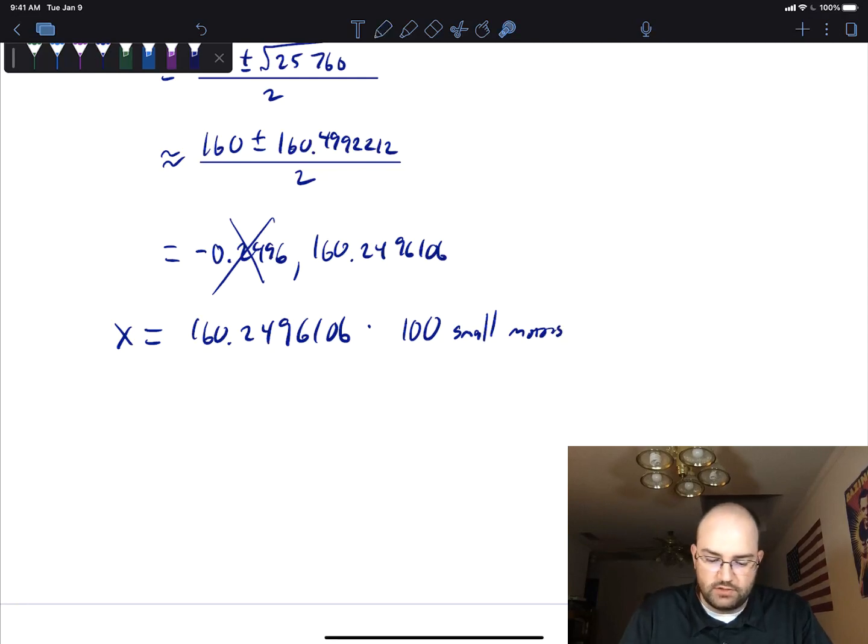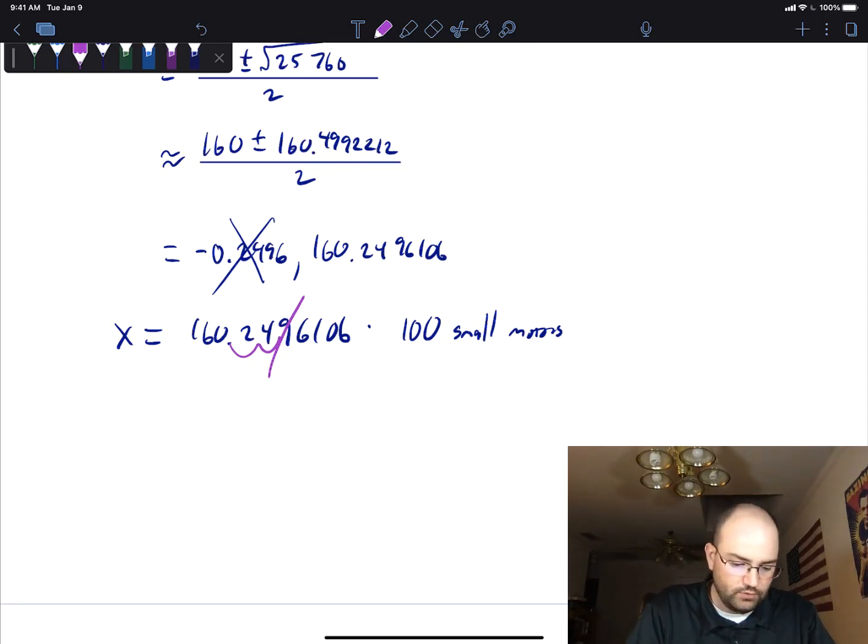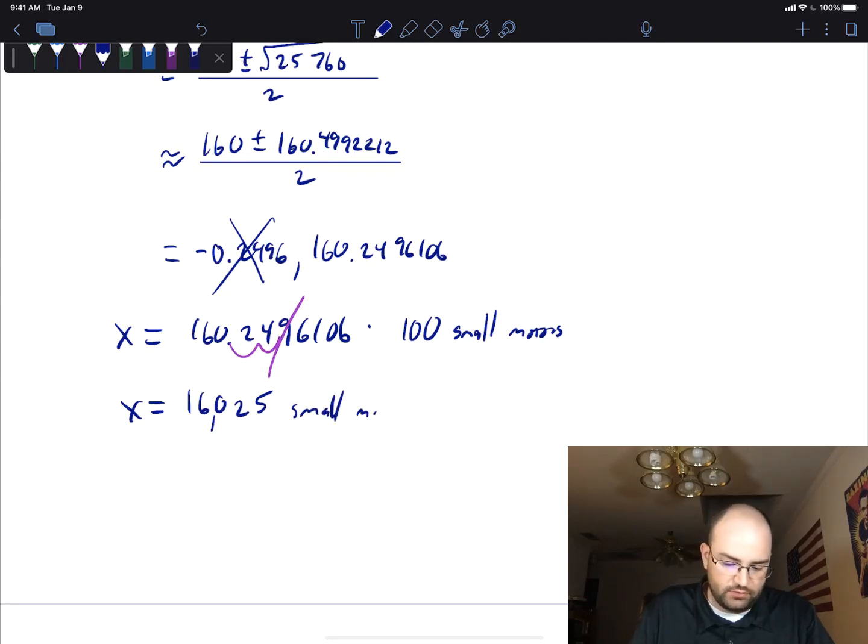Now notice the units are 100, so anytime you have units, it's multiplication. So times that 100 means I need to take this decimal and move it right 2 places. And I'm going to cut it off because there's no such thing as a part of a motor. Well, I guess there is technically a part of a motor, but we're going to go ahead and round it anyway. x is equal to 16,025. So 16,025 small motors will minimize the cost.